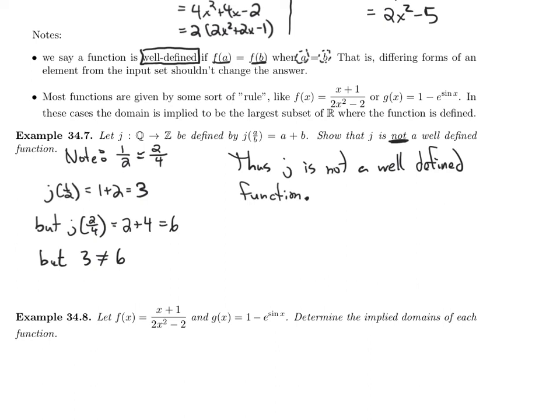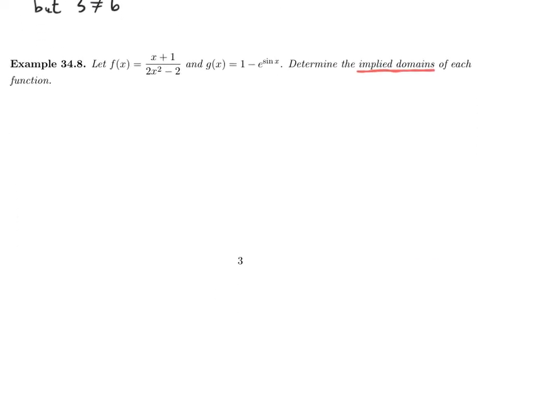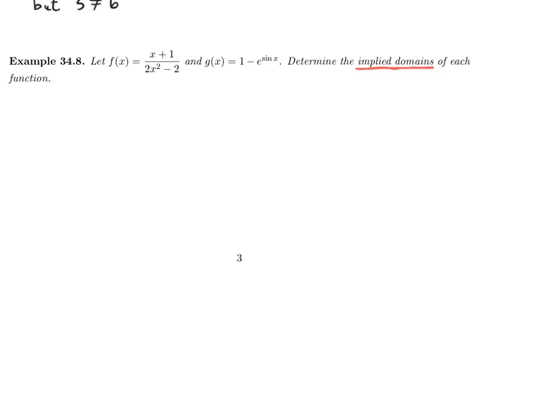We're going to find the implied domains of these two functions. The first one is this rational function, and the second one is 1 minus e to the sine x. So, let's go ahead. The first one is x plus 1 over 2x squared minus 2.